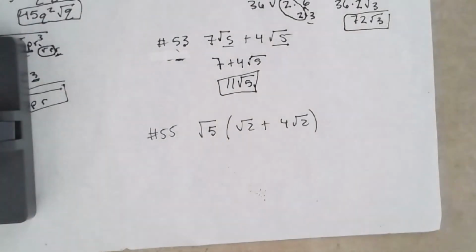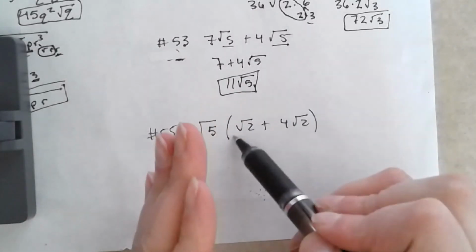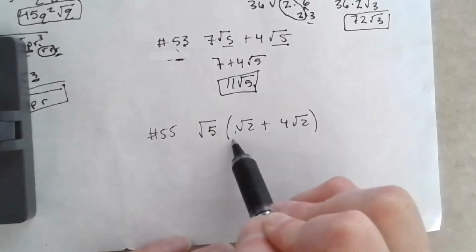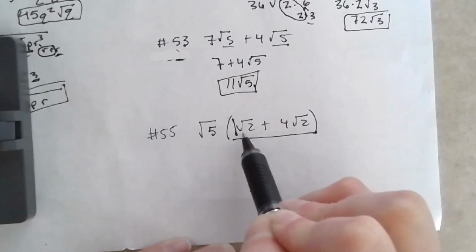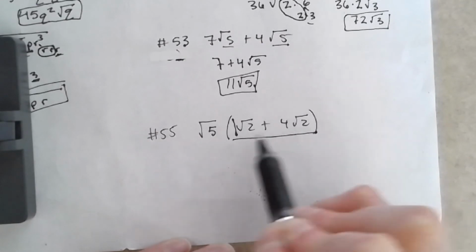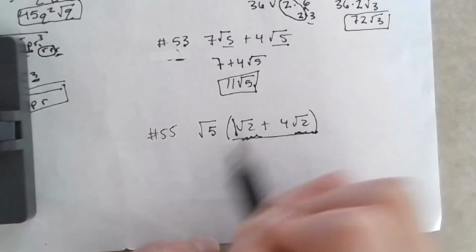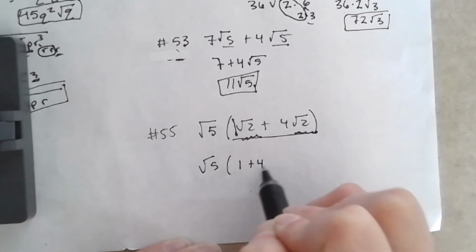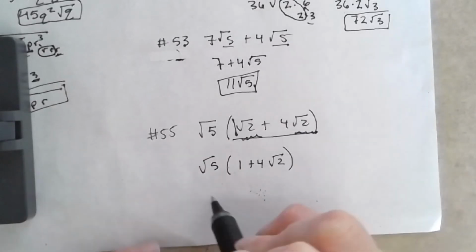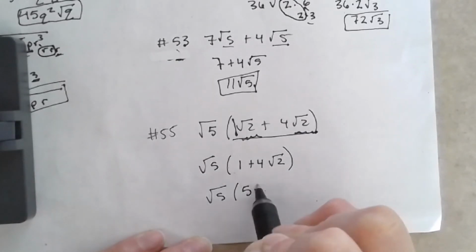On 55, we are going to multiply. But if you notice, order of operations says we start with our parentheses. Can I add these together? Well, let's see. This is 1 square root 2 plus 4 square root 2. They're both square root 2's. So I have square root 5 times 1 plus 4 square root 2. So I have square root 5 times 5 square root 2.